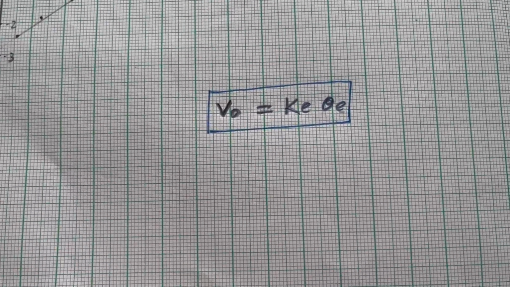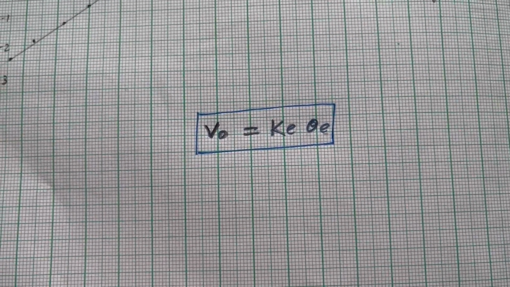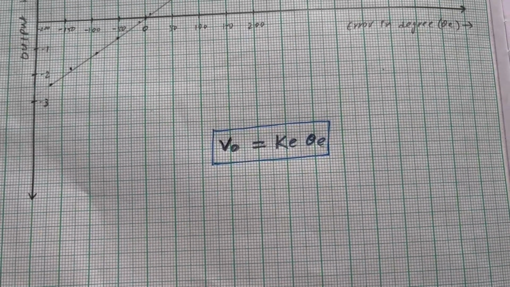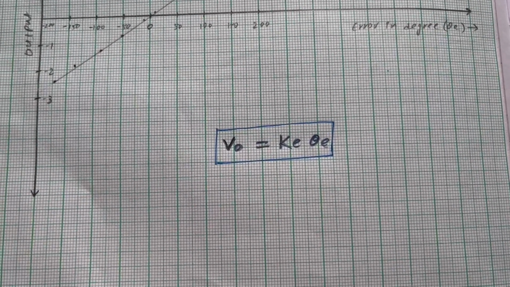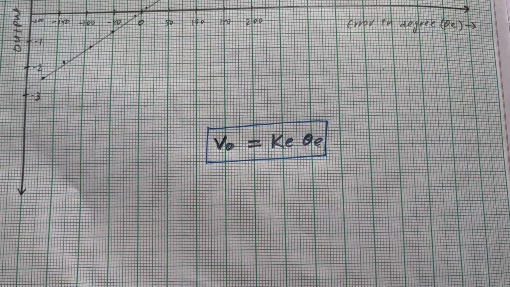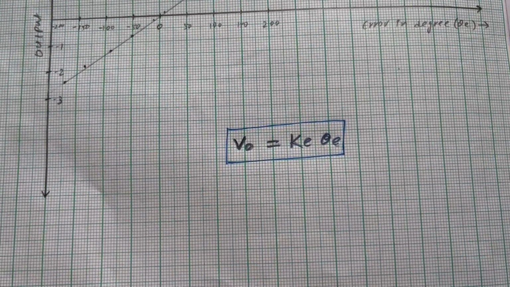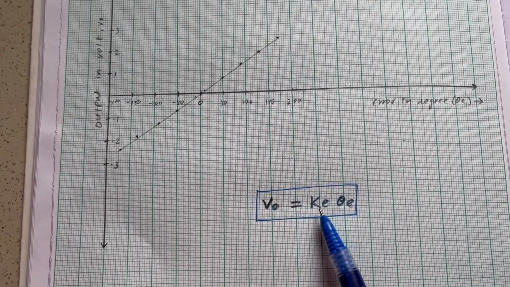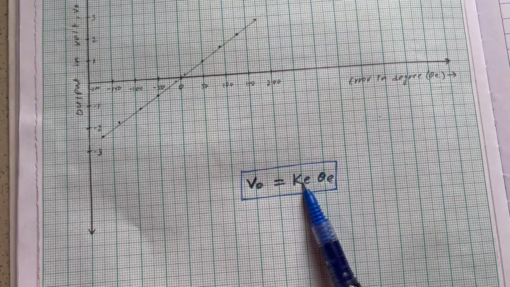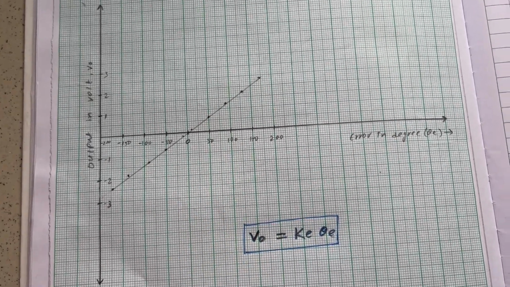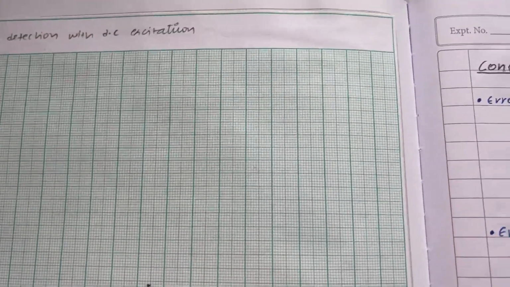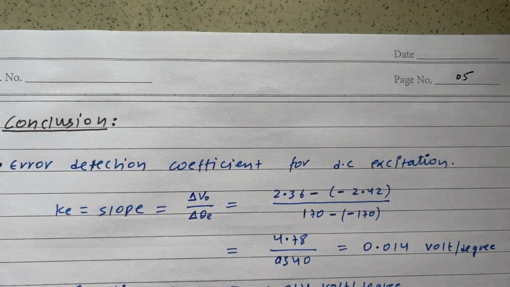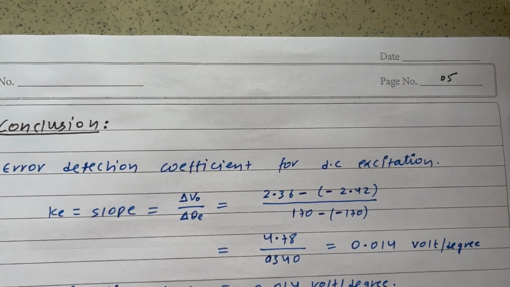So we can express this as V naught is equal to Ke times theta e, where V naught is the corresponding output, Ke is the error detection coefficient, and theta e is the error. Now this error detection coefficient can also be calculated, which will be basically the slope of this graph. So here I have calculated the error detection coefficient, and it is coming as 0.014 volt per degree.